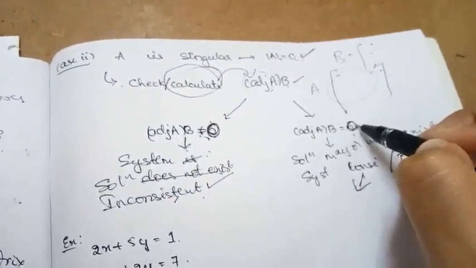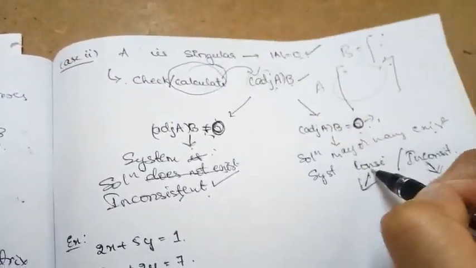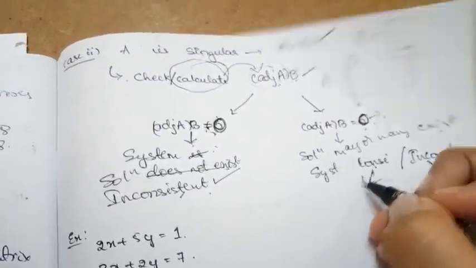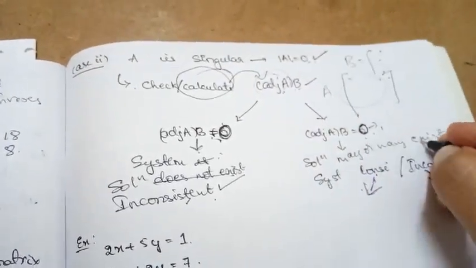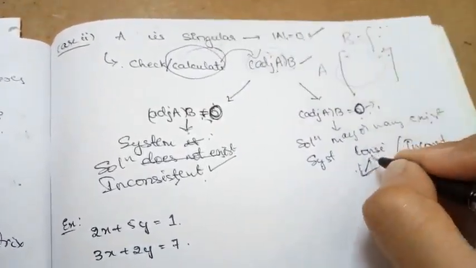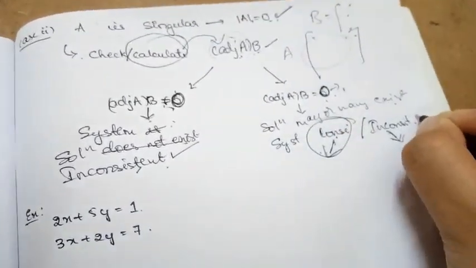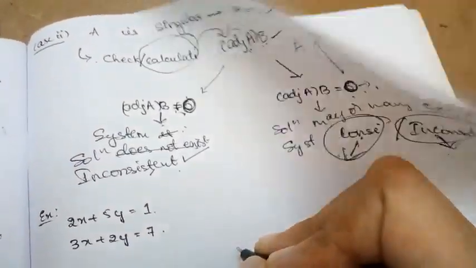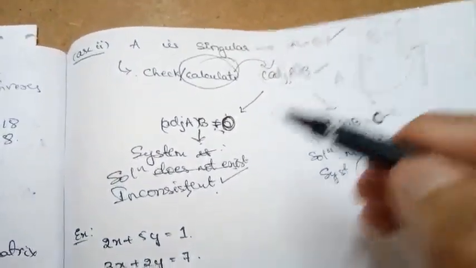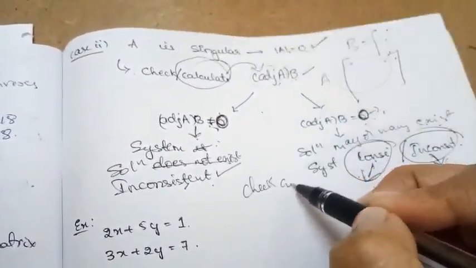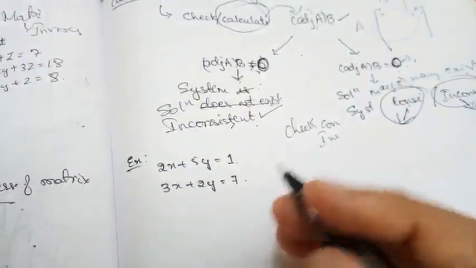Suppose adjoint A into B is equal to 0, that is a zero matrix. Then the system may be consistent or inconsistent, because it might have infinite solutions, or it might not have any solution. If it has infinite solutions, we call it a consistent system. If it has no solution, we call it an inconsistent system. So this is regarding case 1 and case 2, and how we check for consistency and inconsistency of a system. Let us go with an example to make the concept clear.